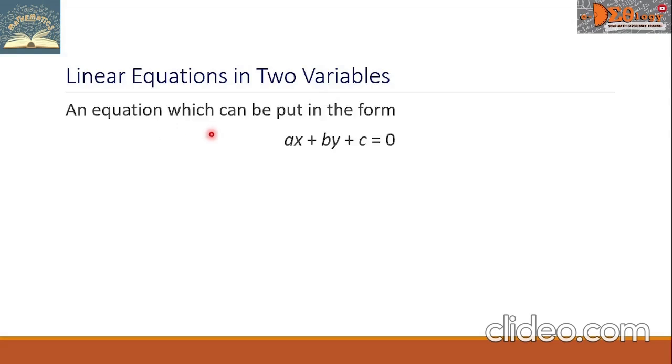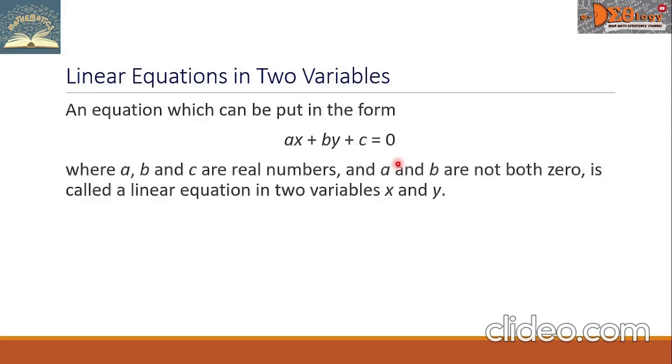An equation which can be put in the form ax plus by plus c equals 0, where a, b, and c are real numbers, and a and b are not both 0, is called a linear equation in two variables x and y.